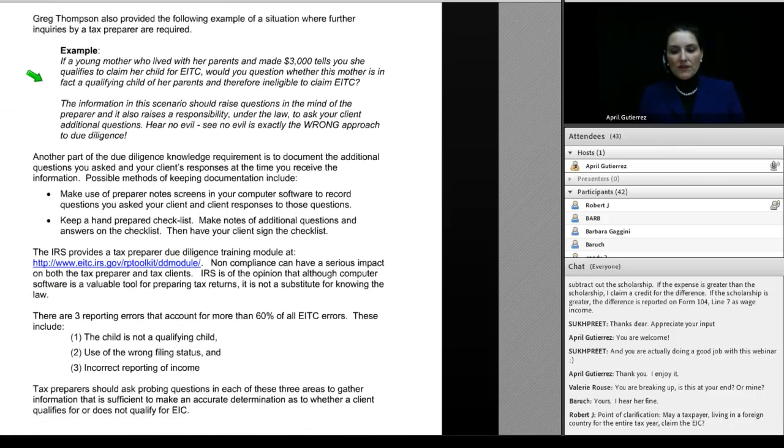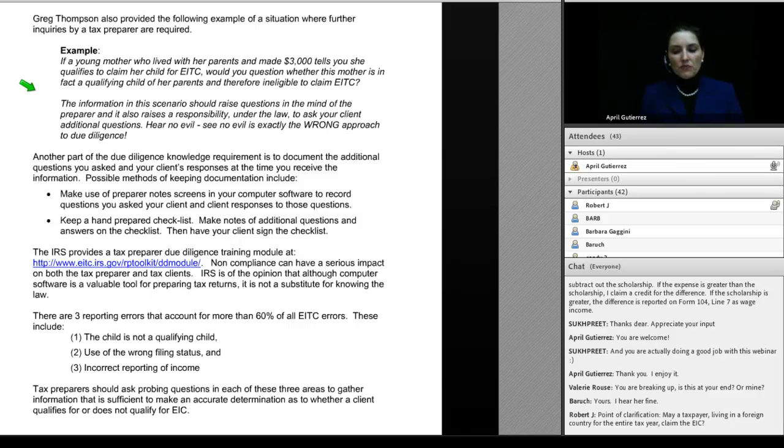Now, Mr. Thompson also gave an example of a situation where further inquiry should be made by the taxpayer, and this has nothing to do with the car that was too expensive. His example is very different. If a young mother who lived with her parents and made $3,000 tells you that she qualifies to claim her child for the earned income credit, would you question whether this mother is in fact a qualifying child of her parents and therefore ineligible to claim the credit?